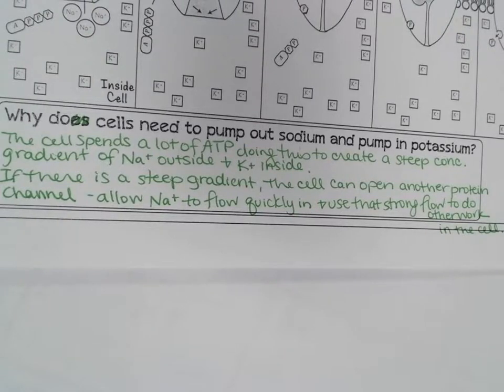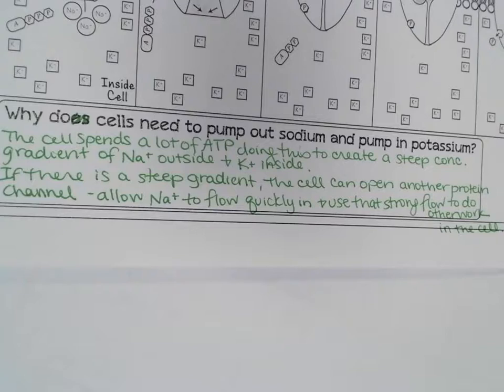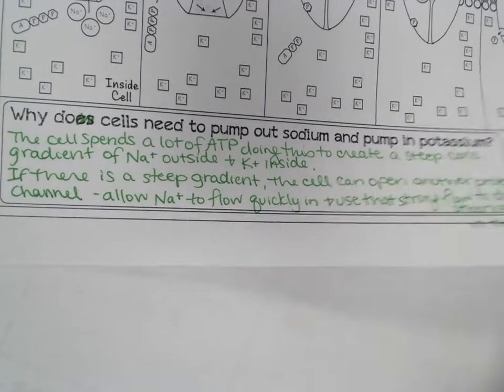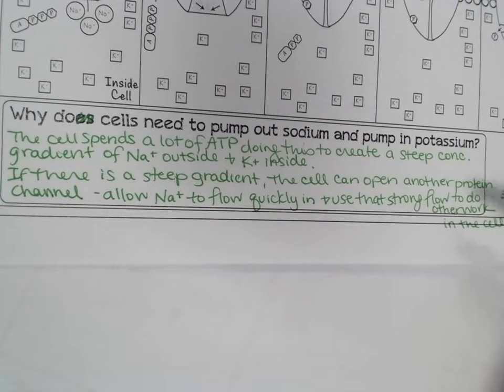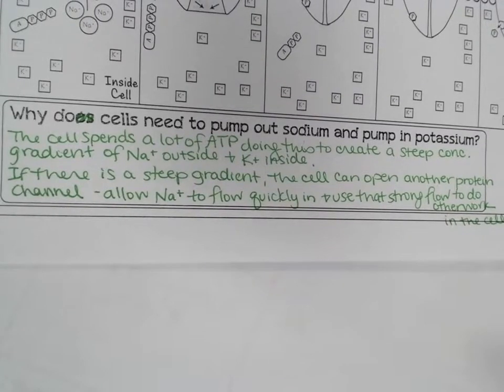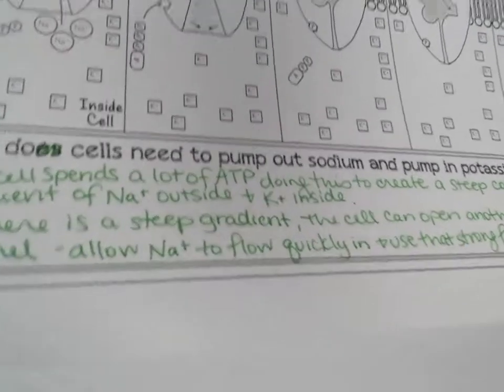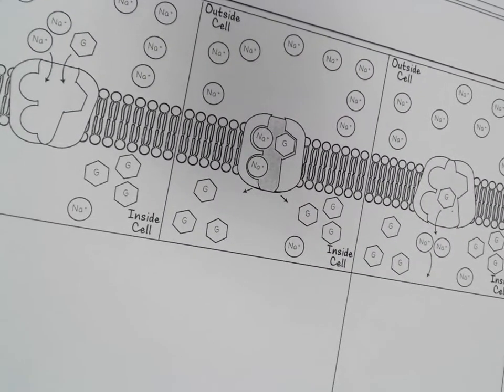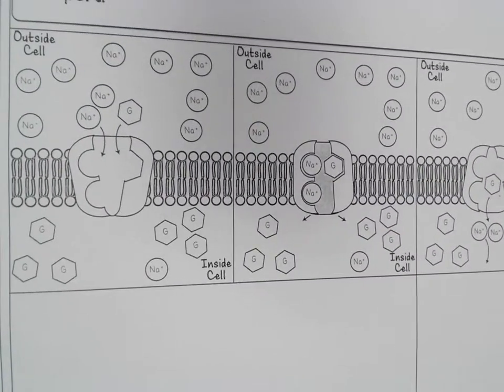Does that make sense? So we're building up potential energy in the system. We put in energy and push the car up the hill so that when we let go of it, it'll roll down. In this case, we use up energy to push sodium out and potassium in so that when we release the floodgates, it flows on its own. That is a necessary process for other things like this, which we're about to talk about.